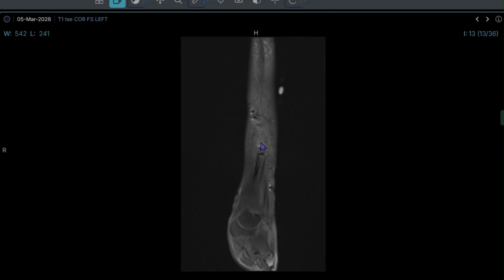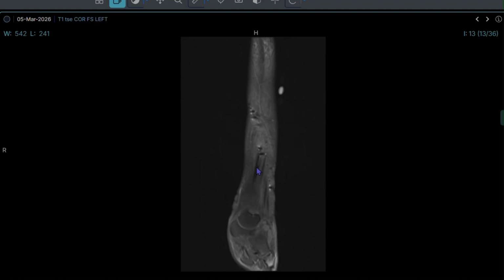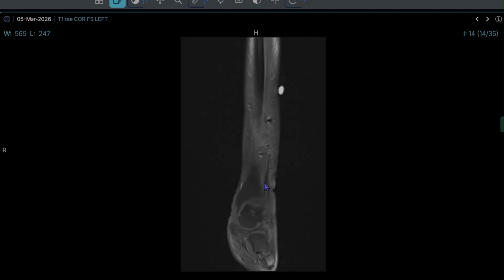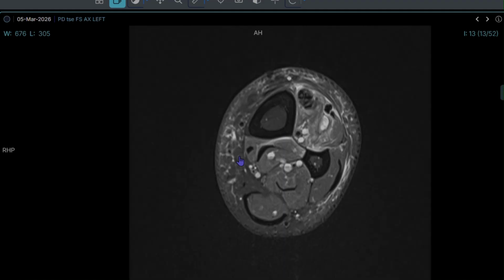And if we come more anteriorly, then we are able to see the tibialis anterior tendon, the medial most amongst the anterior compartment tendons, and just beside it we would have the extensor hallucis longus tendon. This is the extensor hallucis longus tendon, and beside this we would have the extensor digitorum tendons. So now let's closely observe it in the patient in an axial scan.